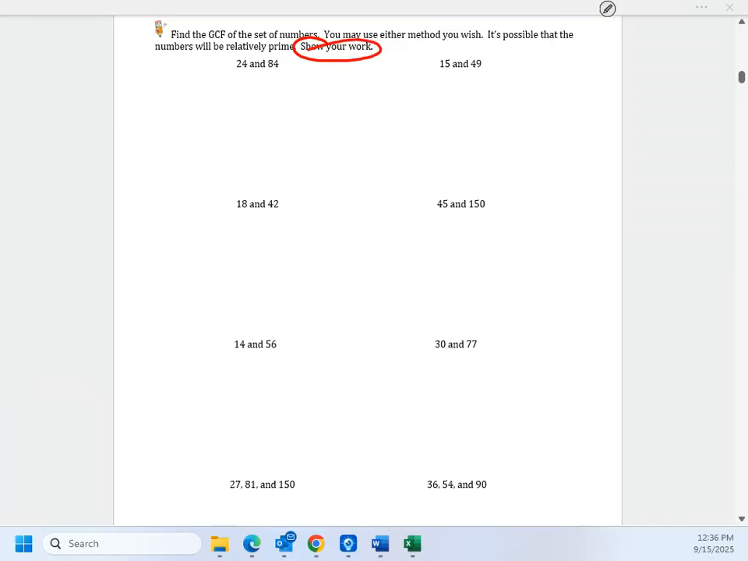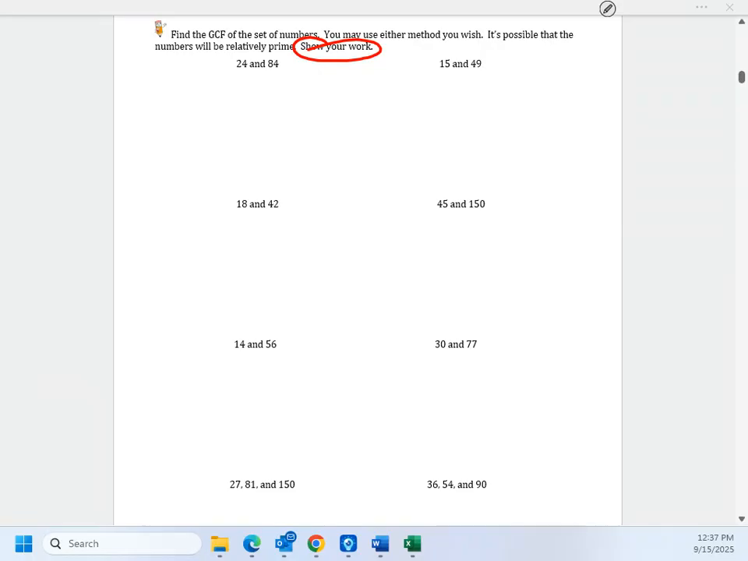So some of us are going to try to do mental math with this. We're going to look at 24 and 84 and say, ooh, let's see if I can figure out what factors go into both, and then just write down the answer. Are you going to get credit for doing this homework page if you just write down the answer? No, because the directions say, show your work. It is always important to read the directions, and we need to show our work.